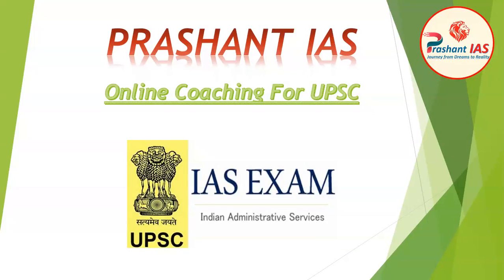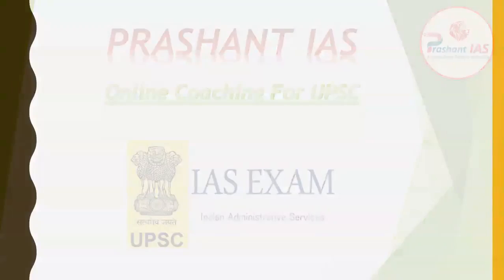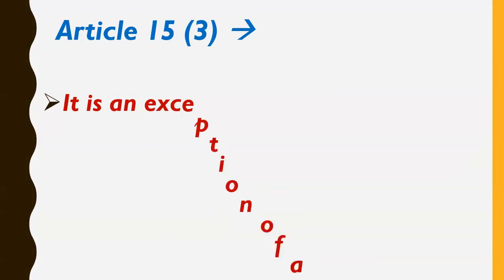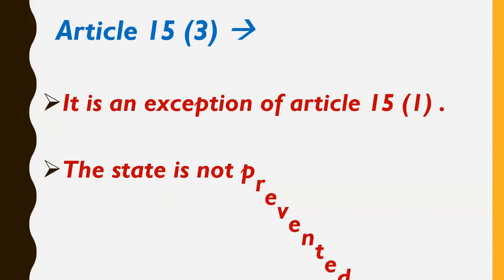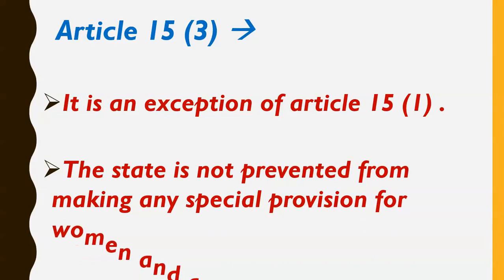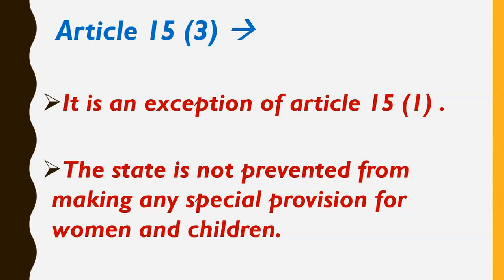So friends, in the last class we discussed till Article 15 Clause 2, and in this class we will continue our discussion with Article 15 Clause 3. So friends, let's begin. Article 15 Clause 3 is an exception of Article 15 Clause 1. So now what is Article 15 Clause 3?